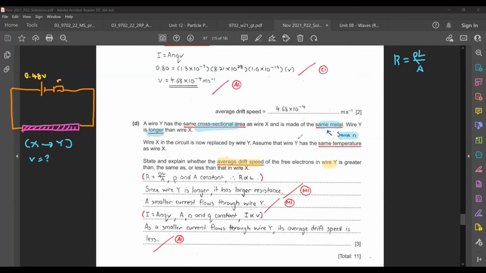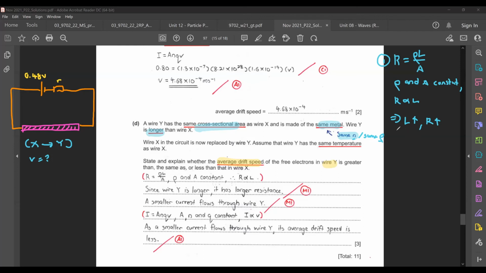This one I say same number density. You can also say it's same resistivity. Both imply the same thing, okay? Same number density, same resistivity also. So rho and A constant would mean that R is proportional to L. So from here, if I know that L is longer, that means R is larger. Okay, so this one is okay.